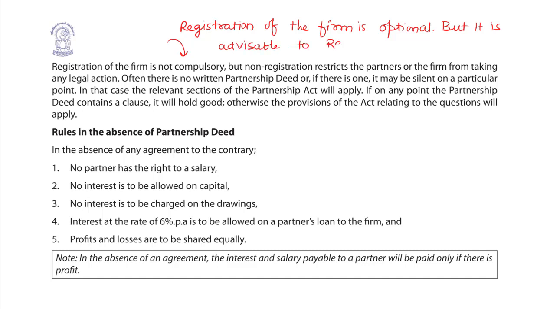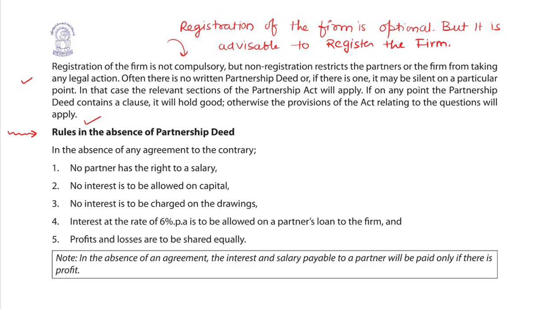It is advisable to register the firm, but non-registration restricts the partners or the firm from taking legal action. Often there is no written partnership deed, or if there is one, it may be silent on a particular point. In that case, the relevant sections of the Partnership Act will apply. If the partnership deed contains a clause on a point, it will hold good; otherwise the provisions of the Act relating to the question will apply.